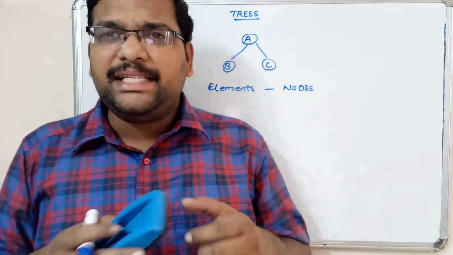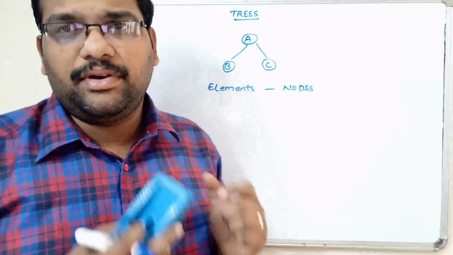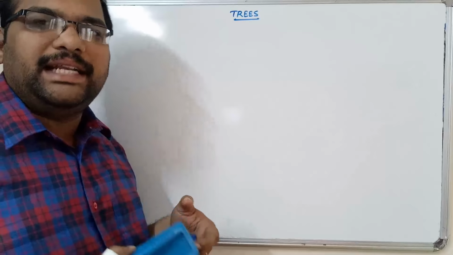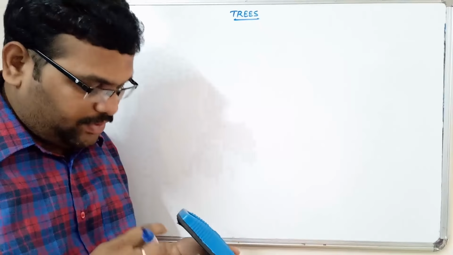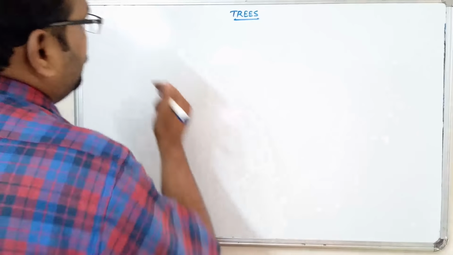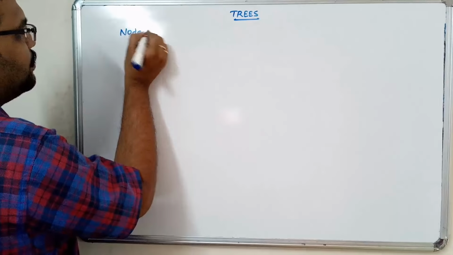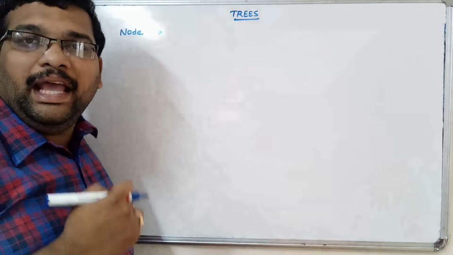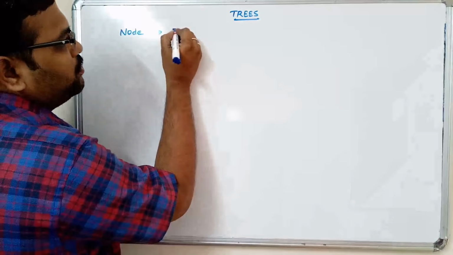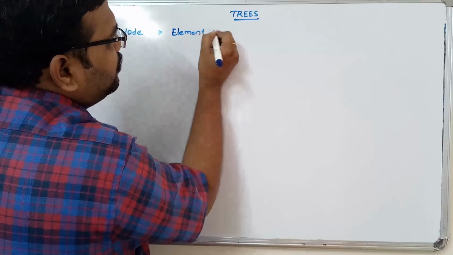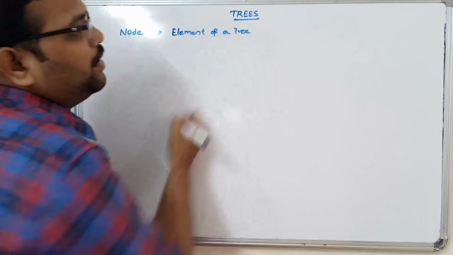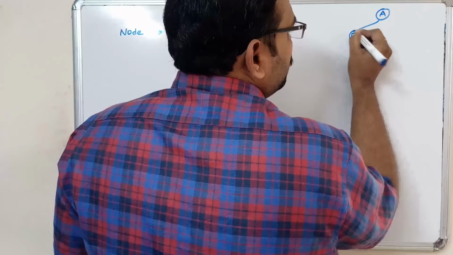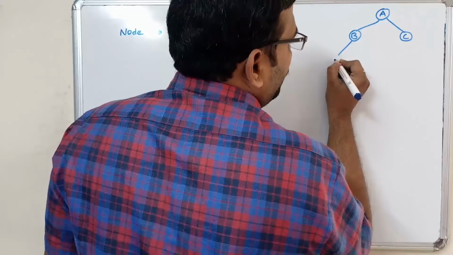Now we'll see the basic terminology of trees. If you know the basic terminology of the trees, then this concept will be very easy for you in the next sessions. The first one, node. A node means an element of a tree. So let us consider a simple example of a tree, so that with that example we can explain everything.